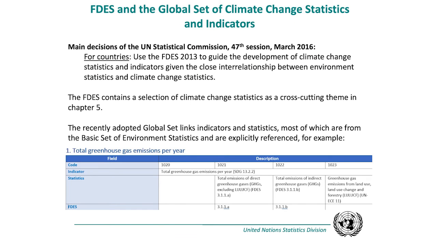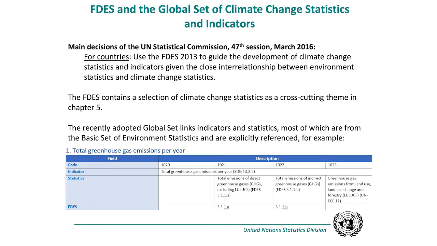Climate change is globally the most pressing environmental issue. In 2016, the Statistical Commission recommended to countries to use the FDES to guide the development of climate change statistics and indicators for their own purposes. The FDES contains a selection of such statistics as a cross-cutting theme in Chapter 5. The recently adopted global set links 158 indicators with the needed statistics, most of which are from the basic set and are explicitly referenced as illustrated below.